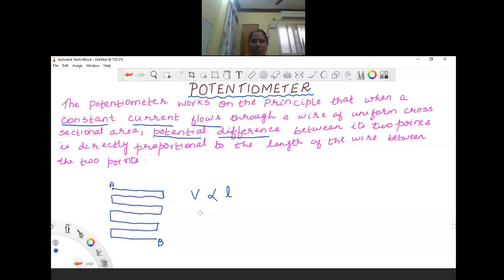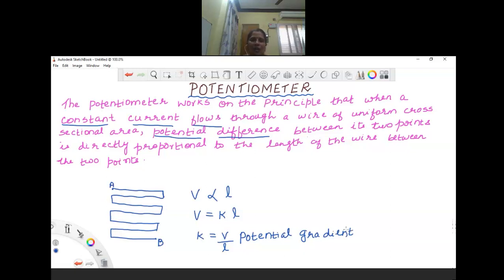Okay, so this proportionality can be removed by a constant. Let us consider that constant as K, and K is nothing but the potential gradient. K is nothing but V by L, the potential gradient.